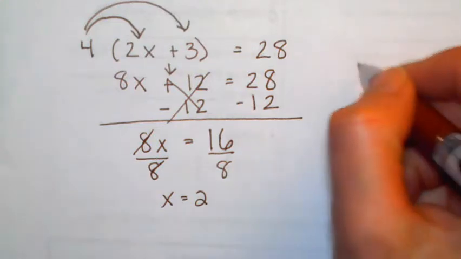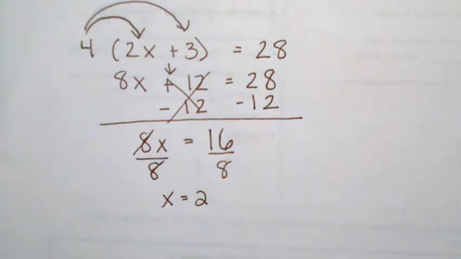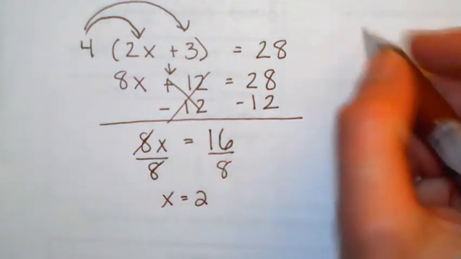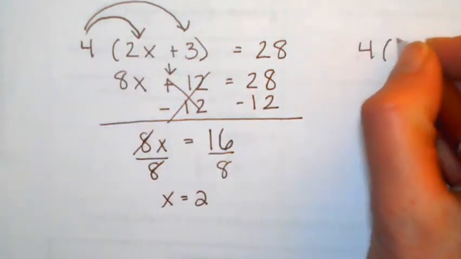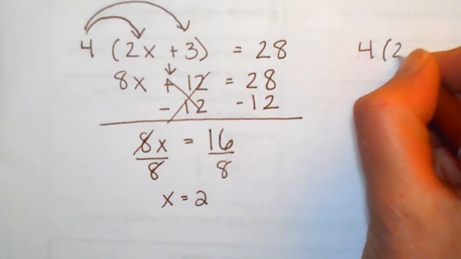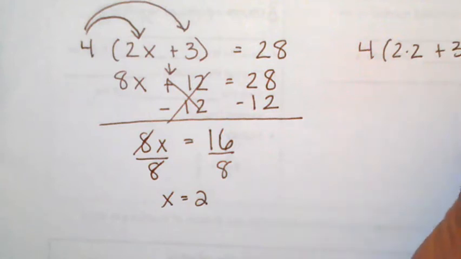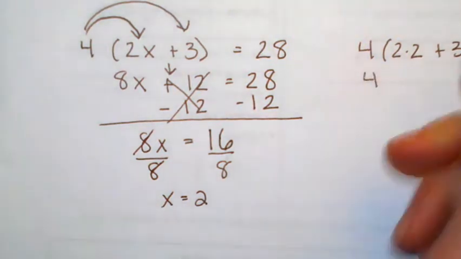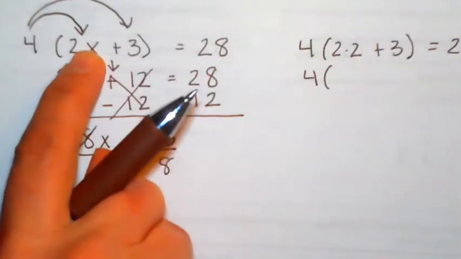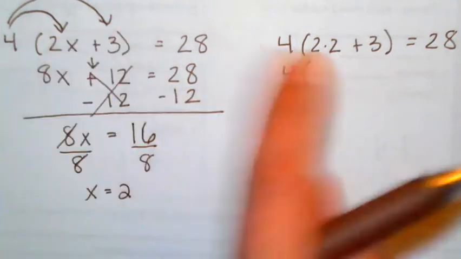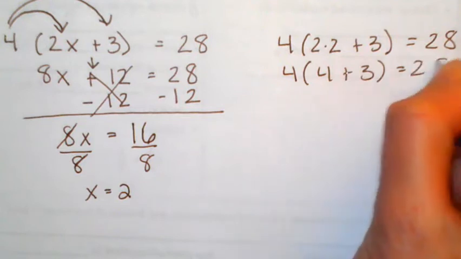And really quick, I'm just going to go back and double check. That was a lot of steps, and there were a lot of places I could have made a mistake. So I'm going to put that 2 where the x was and make sure it works. So 4 times the quantity of 2 times 2 plus 3 equals 28. I'm doing that 2 times 2 multiplication right here. 4 plus 3 equals 28.